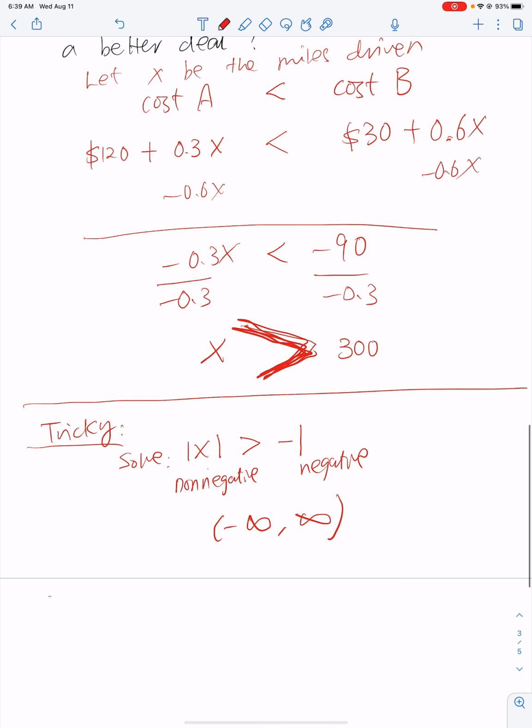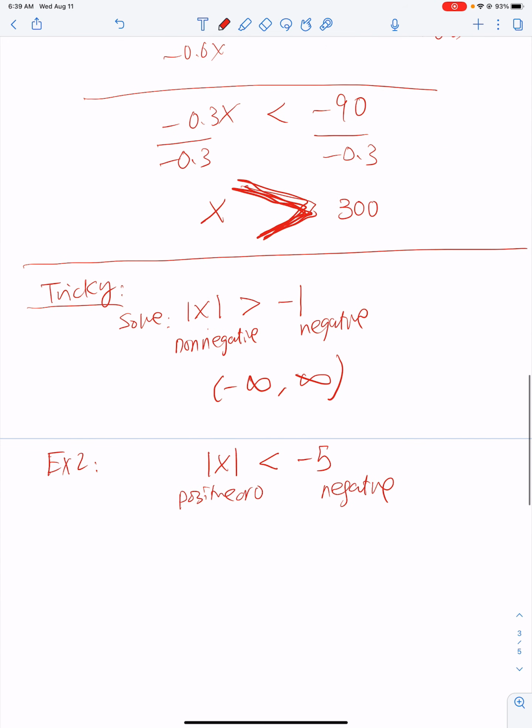Okay, be careful. And the second example is absolute value x less than -5. This is what? Positive or 0. This is negative. Is this possible? No. So this is what? No solution. These are the two tricky questions, okay?